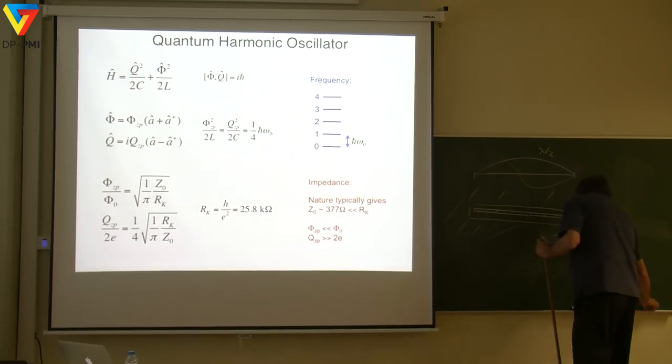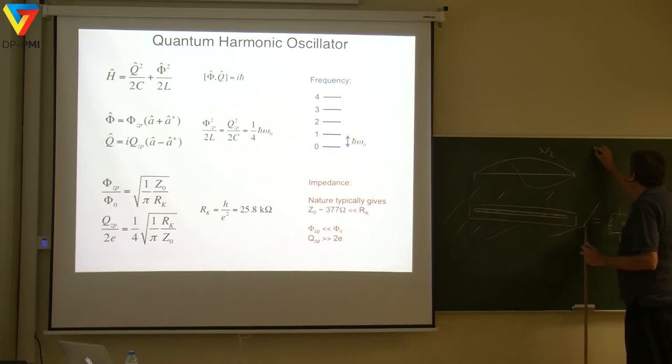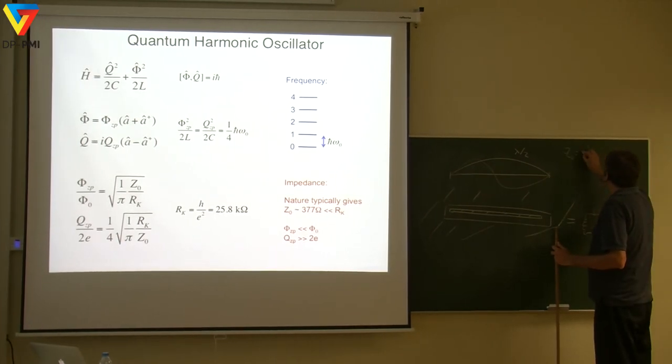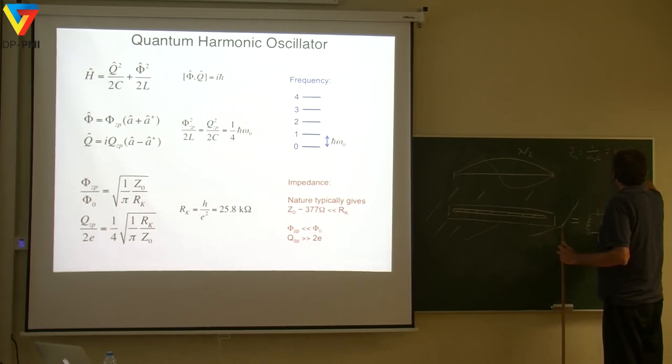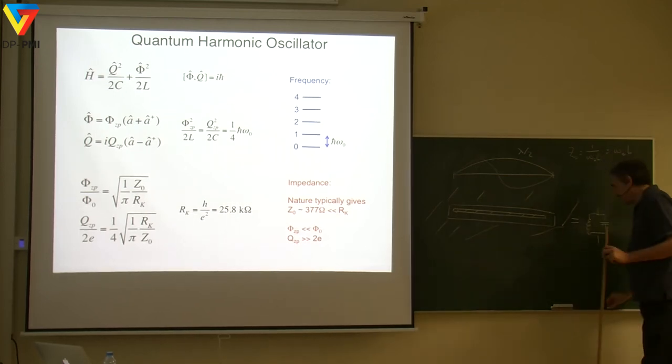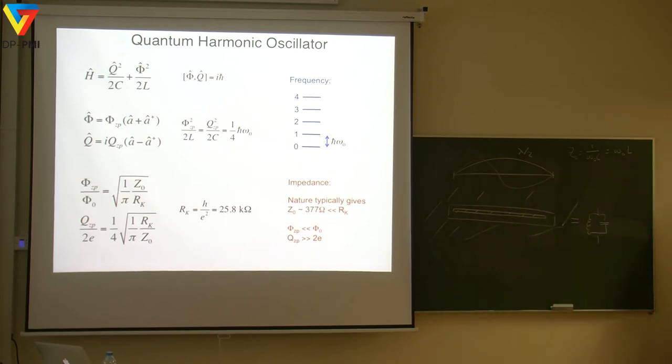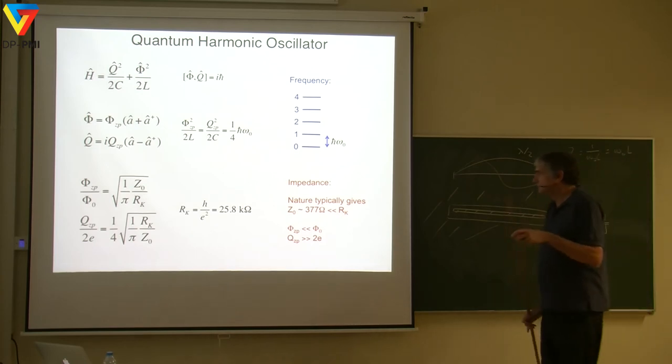The impedance of the device is 1/(omega zero C) or omega zero L. Okay? And in electrical circuits, we're always thinking about the impedance and the frequency. Okay?